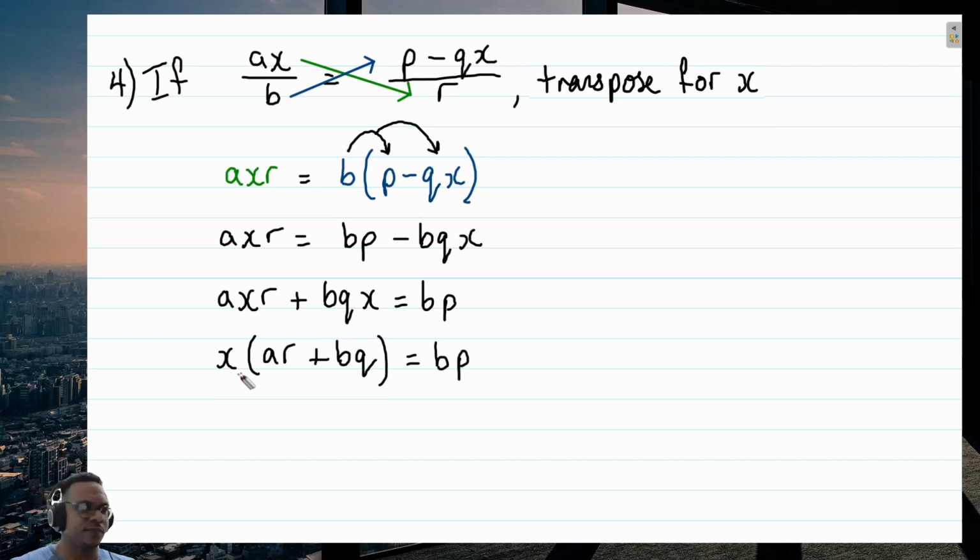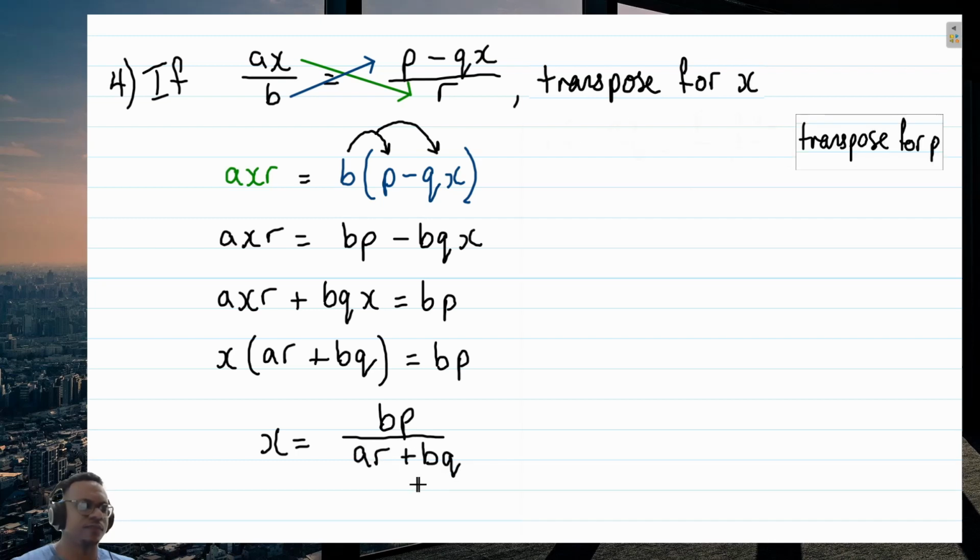Now this x is being multiplied by ar plus bq. So when this ar plus bq goes across to the right hand side of the equal sign, the operation will change from multiplication to division. Therefore, this ar plus bq will go underneath this bp. So I'll have x is equal to bp divided by ar plus bq.